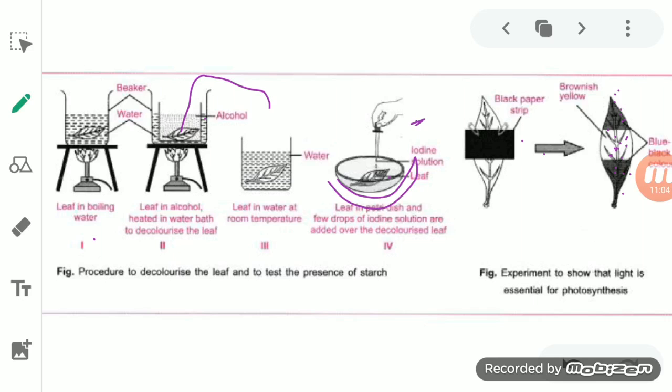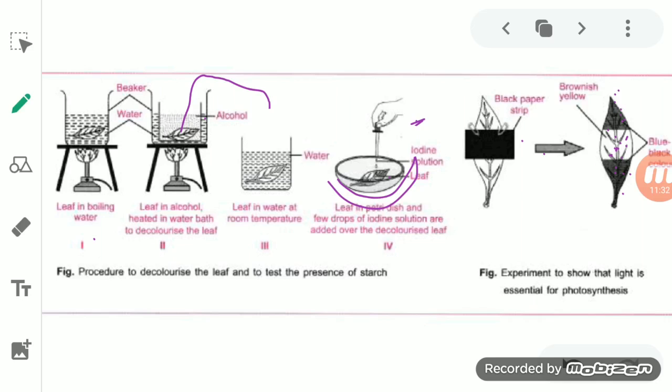So at first we will remove all the starch, and then we will take one leaf and wrap the center portion of the leaf with the aluminium foil. Then we take that potted plant outside. Now again it is gaining sunlight, and due to the sunlight it increases the process of photosynthesis and increases the amount of starch in it.